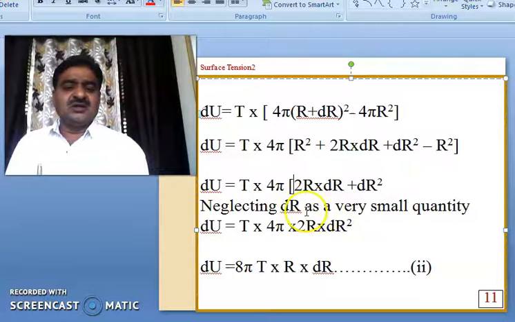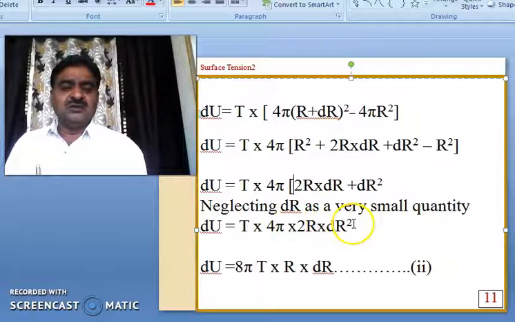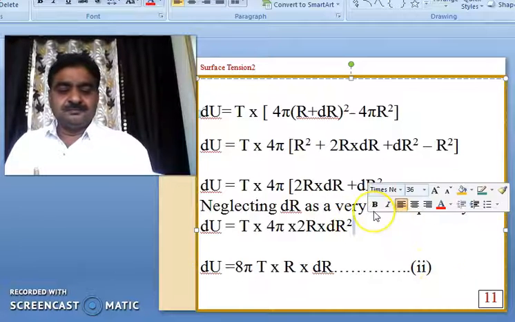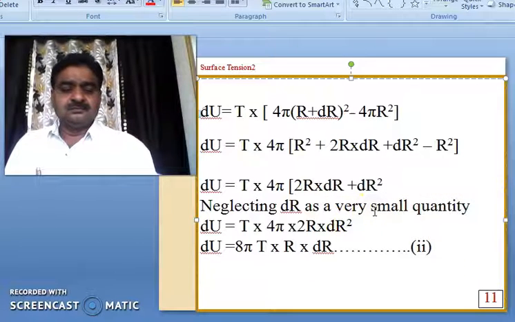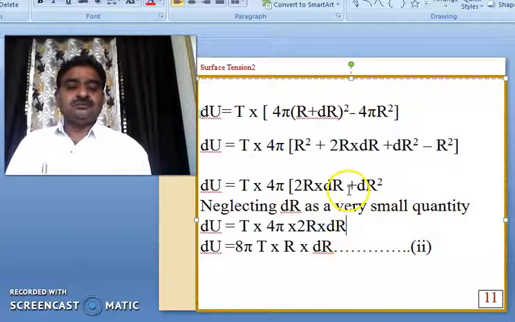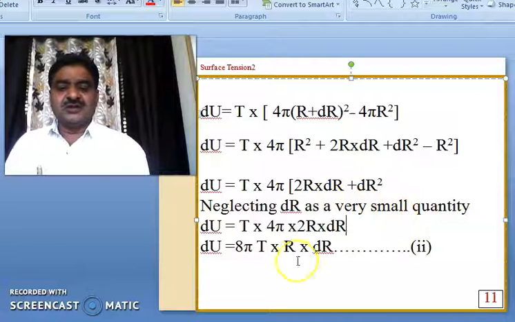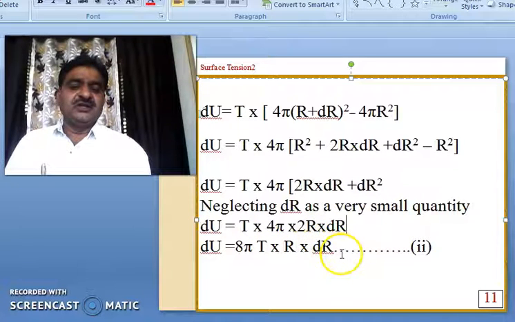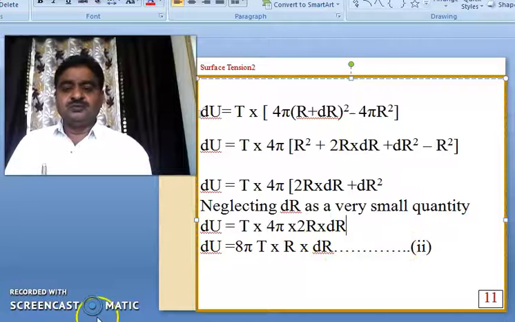Dr square is a very small quantity, so it is neglected. So we write T into 4 pi into 2r into dr only, that is 8 pi T r dr. Say this is equation number 2.